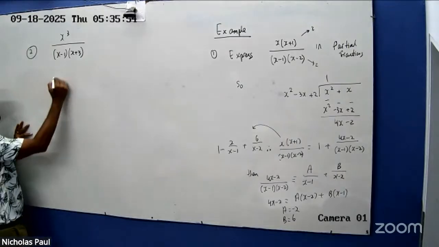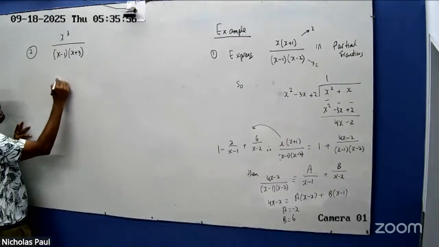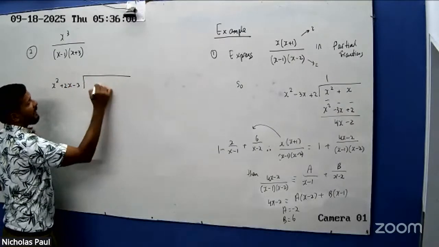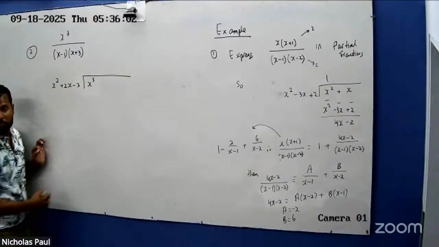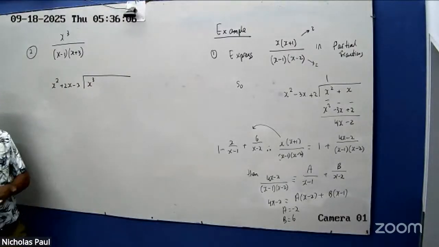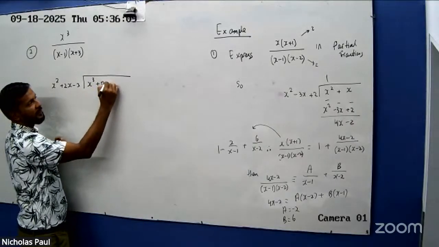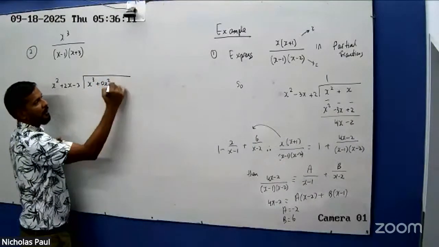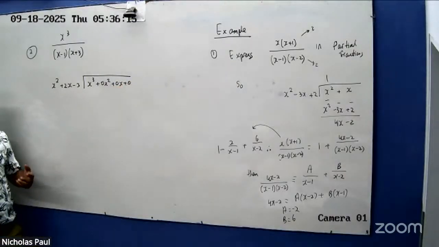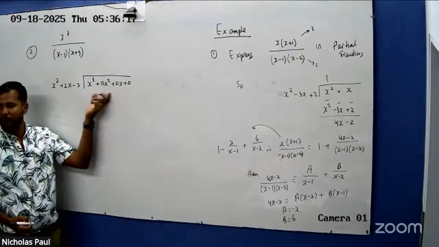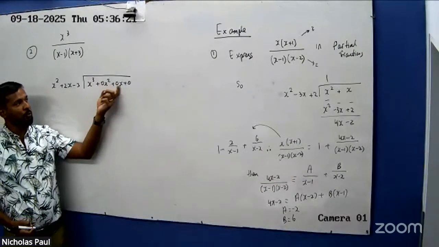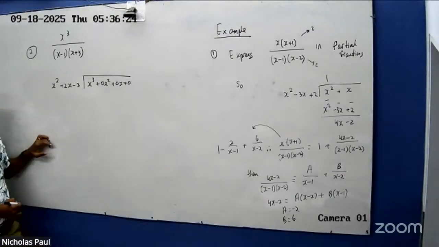So watch here. Outside will be x squared plus 2x minus 3. And inside here is x cubed. One of the reasons you're making a mistake is that you're forgetting that here is 0x squared plus 0x plus 0. I'm not sure if you remember from add maths, when a term is missing, sometimes you just write it with a 0. So you write them in with coefficients of 0. And then you long divide.